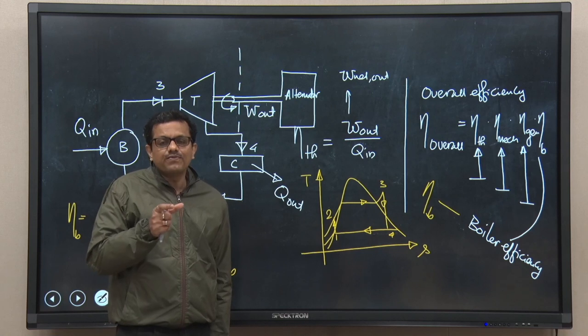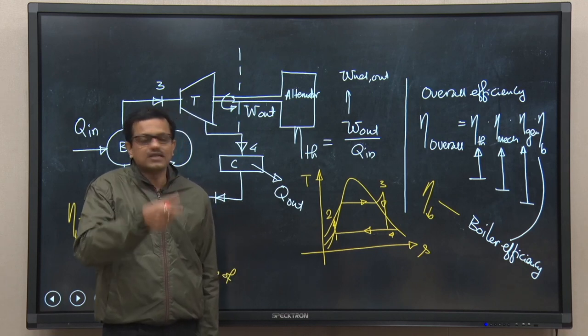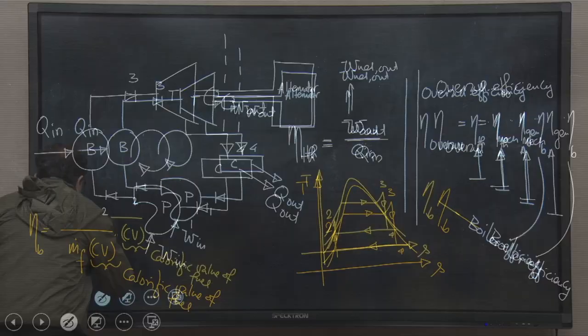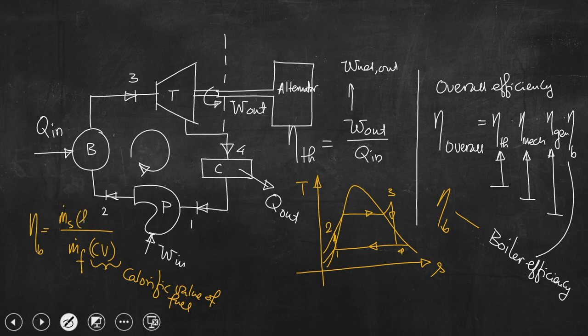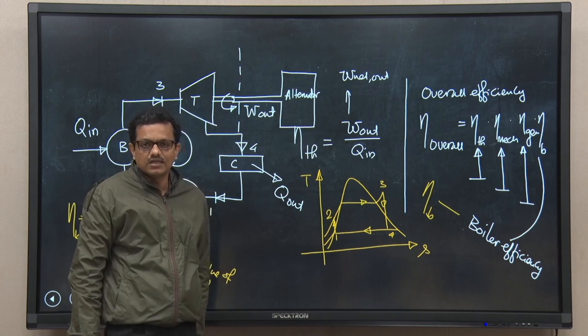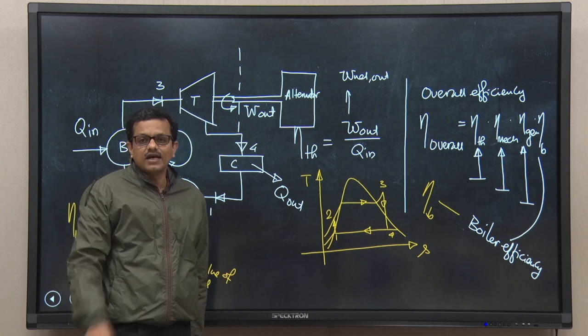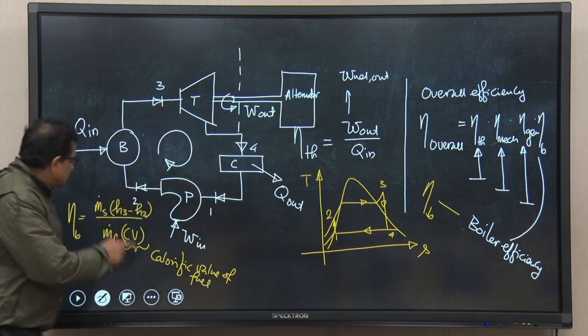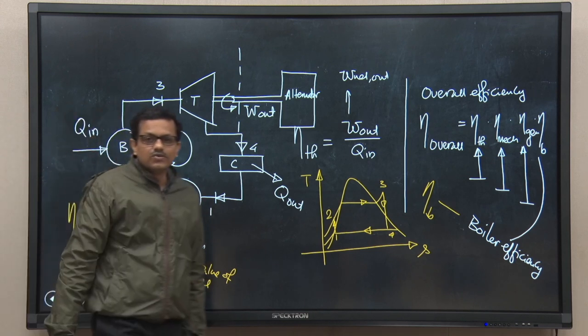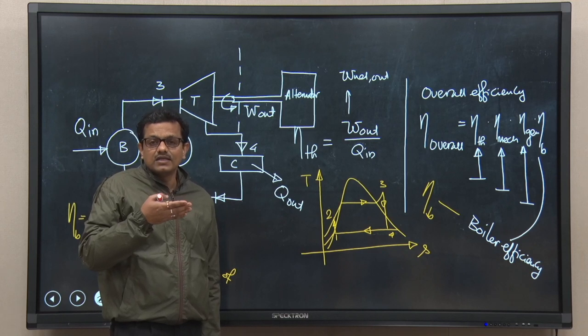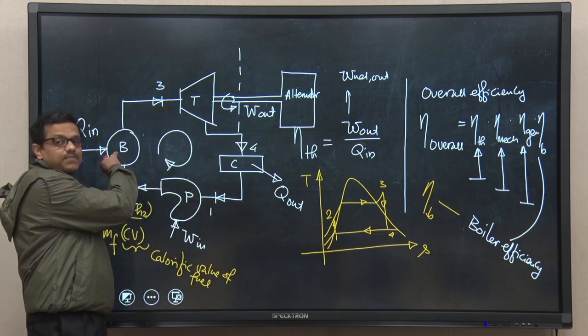it is possible to write that the amount of heat added to the working substance is nothing but m dot s into h 3 minus h 2. This is the amount of energy added to the working substance if we apply the steady state steady flow equation to the constant pressure heat addition process in the boiler and ignore the changes in kinetic and potential energies. That energy comes essentially from the energy being supplied to the boiler.